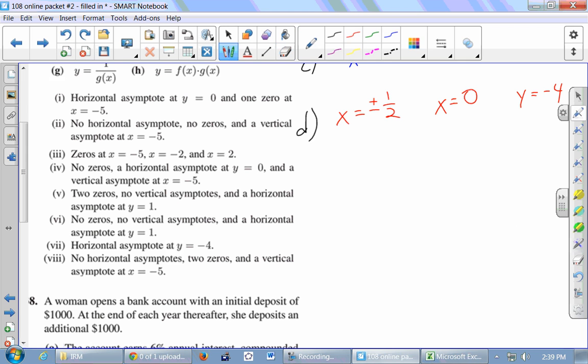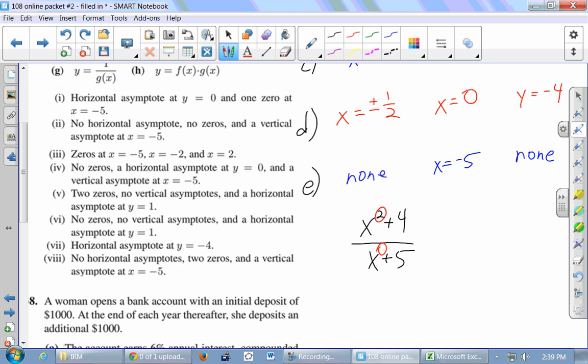Okay, moving on to part E. Part E is g over h. So g over h is x squared plus 4 divided by x plus 5. So in this case, zeros happen when the top is 0. This top is never 0. Vertical asymptotes are when the bottom is 0. That happens at x equals -5. Horizontal asymptotes, higher power is upstairs, and that was one of our 3 cases. If the higher power is upstairs, there are no horizontal asymptotes.